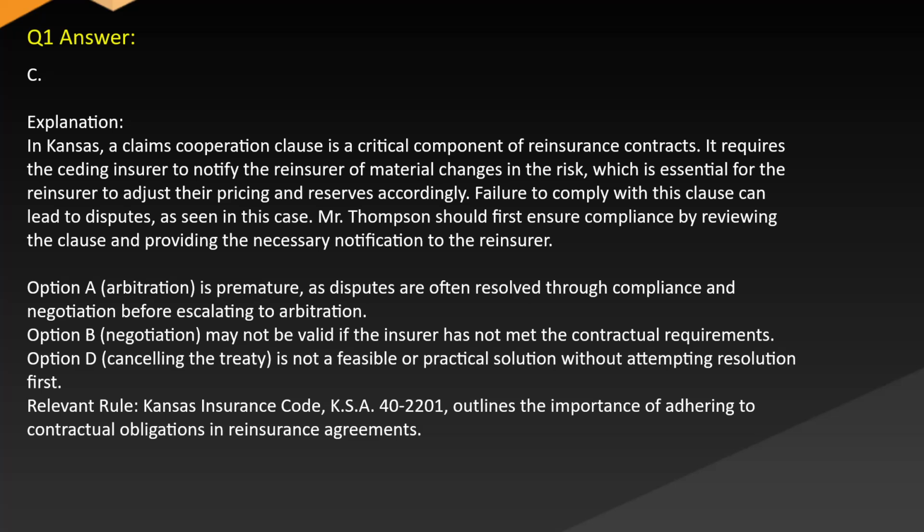Option A, arbitration, is premature, as disputes are often resolved through compliance and negotiation before escalating to arbitration. Option B, negotiation, may not be valid if the insurer has not met the contractual requirements. Option D, cancelling the treaty, is not a feasible or practical solution without attempting resolution first. Relevant rule: Kansas Insurance Code, KSA 40-2201, outlines the importance of adhering to contractual obligations in reinsurance agreements.